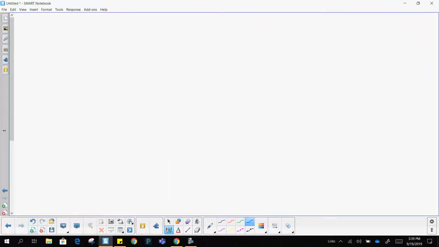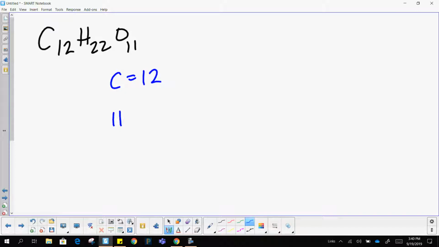Now we're going to look at one more that just has a few more elements in it. We're going to take C12H22O11, and now we have more atoms and more elements involved. So let's start with our carbon. We're going to have 12 carbon atoms here. For hydrogen, we're going to have 22, and for oxygen, we're going to have 11.